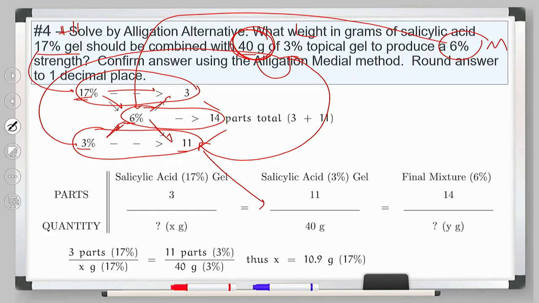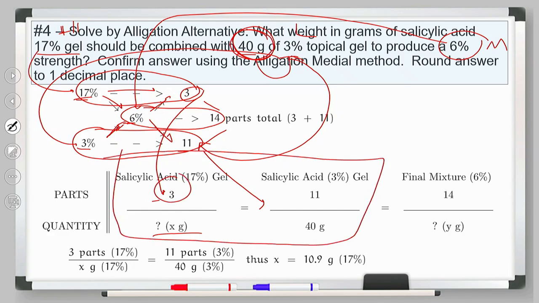And I know the P's and the Q's for every other ingredient are equal to that. So P over Q equals P over Q equals P over Q. So here are all of my parts that I just solved for. Here are the parts of my 17%, which I'm really solving for, over X. I don't know its quantity, but I know its parts. And if I know this is equal to each other, I can solve for that. 3 over X is equal to 11 over 40. That's all I'm having to do.